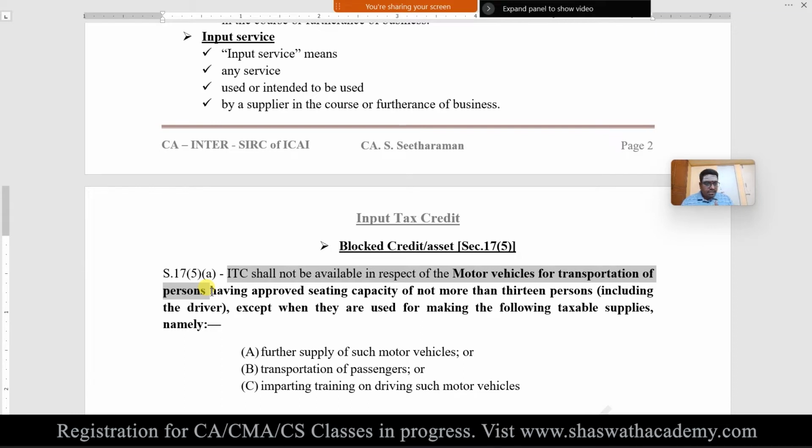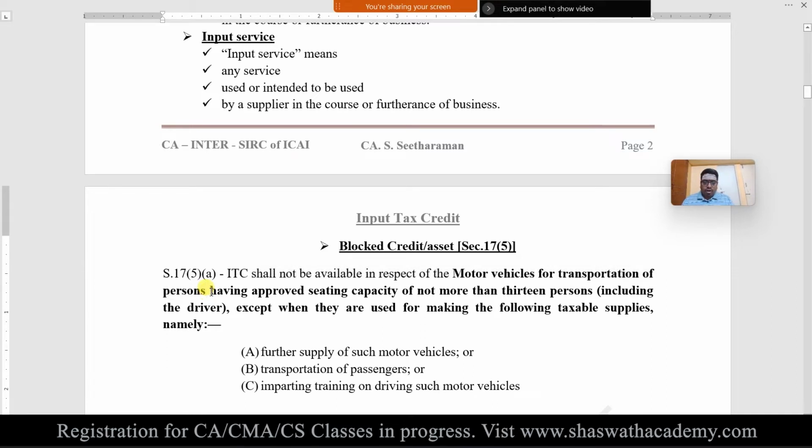Why is it eligible? Yes, because it is not discussed in blocked. Because it is not discussed in blocked, the motor vehicle designed for transportation of goods, whether inside the factory or outside the factory or anywhere, is eligible. It is not blocked. Why is it eligible? Because it is not blocked. That is why it is eligible. 17.5 is very specific. I cannot bring in everything into 17.5. Whatever the 9 points discussed, we can discuss only that.